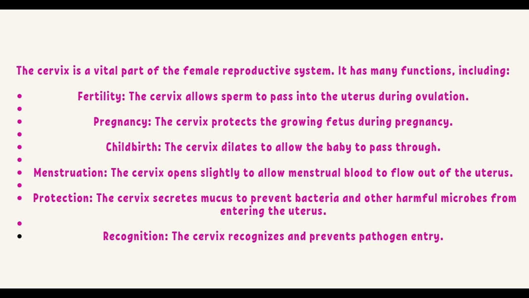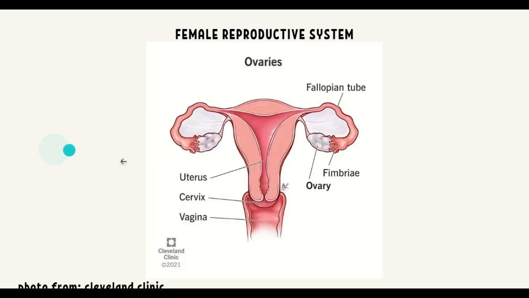In childbirth, the cervix dilates to allow the baby to pass through. For example, if I hear them say, "Oh, 2 centimeters dilated," that is basically what they mean. And then you have menstruation, where the cervix opens slightly to allow menstrual blood to flow out of the uterus. Protection: the cervix secretes mucus to prevent bacteria and other harmful microbes from entering the uterus. And then recognition: the cervix recognizes and prevents pathogenic entry. Right, so you can see that the cervix plays a very big role.